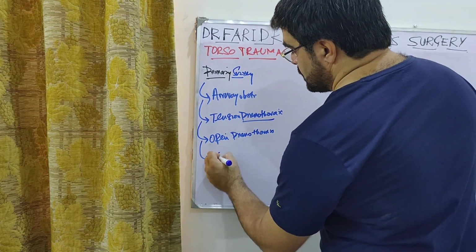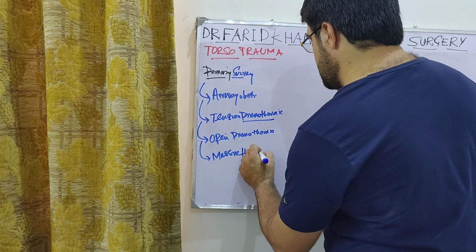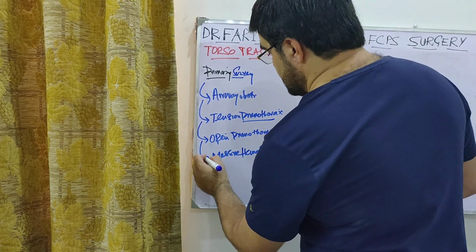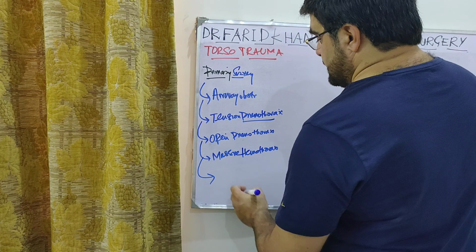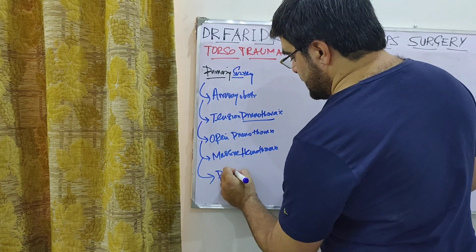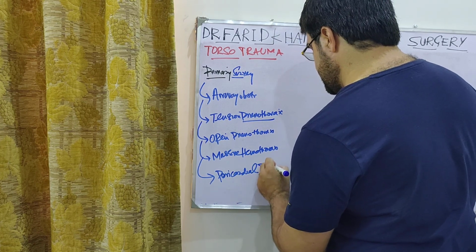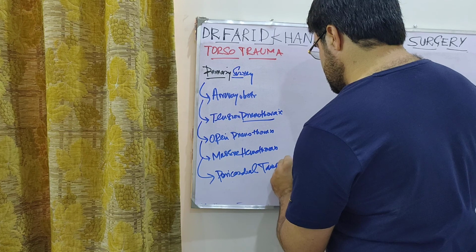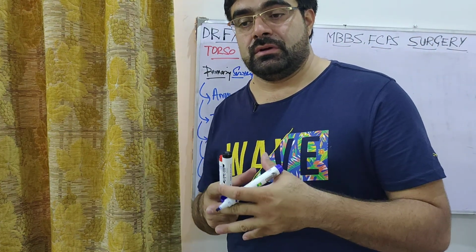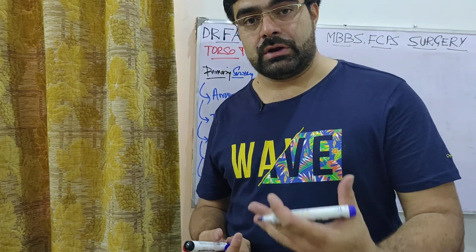Then is the massive hemothorax: blood in the thoracic cavity. After that, pericardial tamponade: fluid in the pericardial cavity compressing the heart, causing pericardial tamponade, cardiogenic shock.